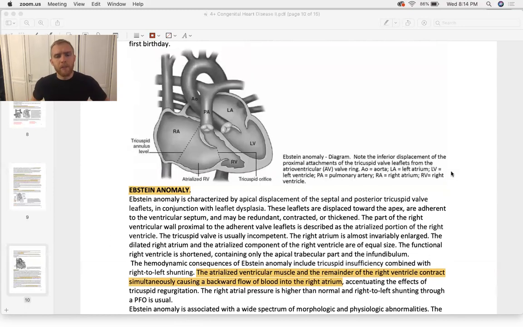So let's talk about Ebstein anomaly now, which is another anomaly involving the right atrium. This is a right to left shunt.